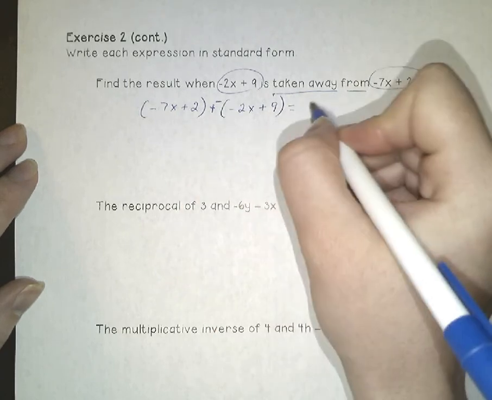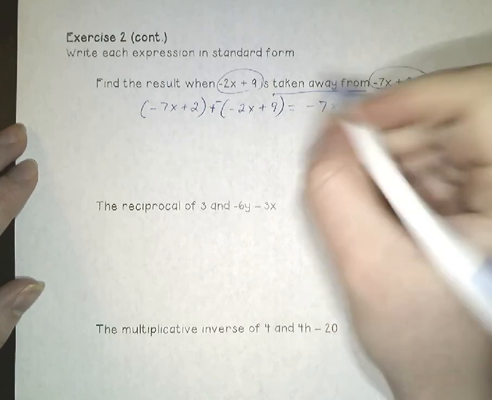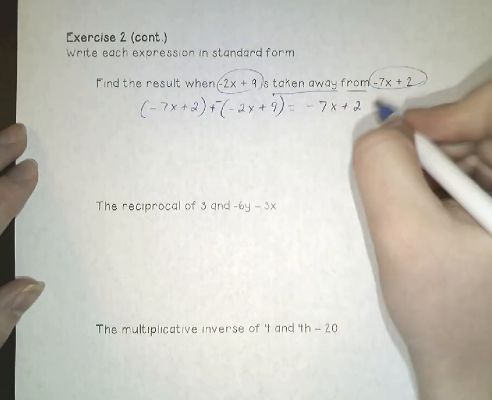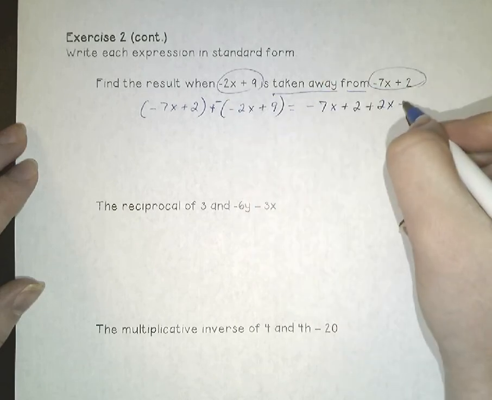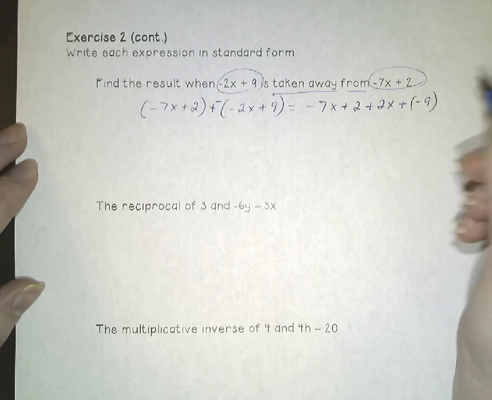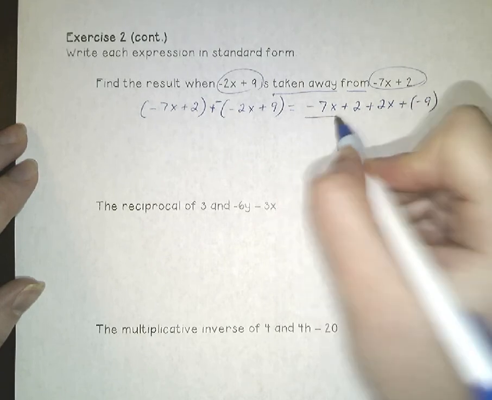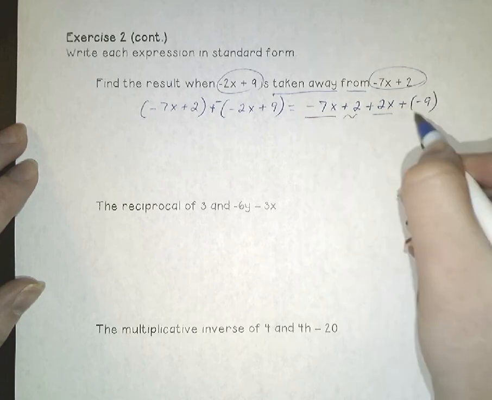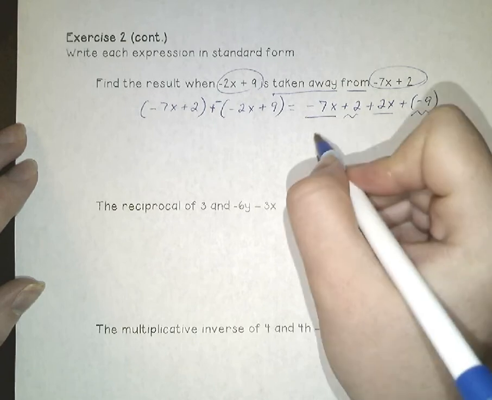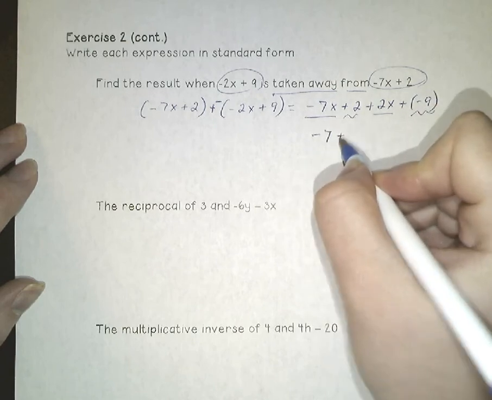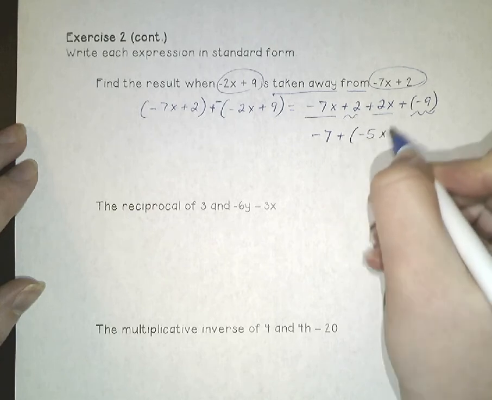So what we will do is negative 7x plus 2 stays the same. Now the opposite of negative 2x will be positive 2x. The opposite of 9 will be negative 9. Okay, and now we are collecting like terms. Negative 7x and 2x, 2 and negative 9. 2 and negative 9 is negative 7, plus negative 7x plus 2x, negative 5x.